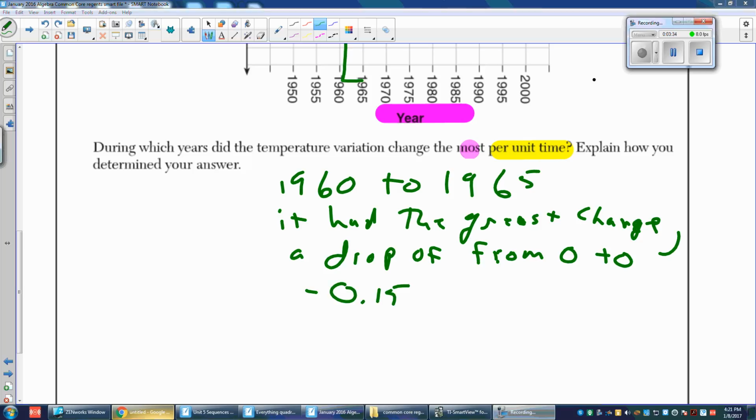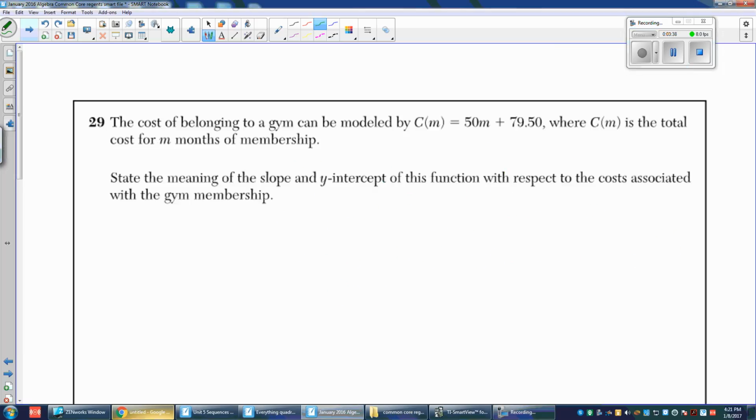Let's take a look at the next page. The cost of belonging to a gym can be modeled by this equation. The cost C of M equals 50M plus 79.50, where C of M is the total cost and M is the months of the membership. State the meaning of the slope and the y-intercept. Where is the slope? The slope is also known as the rate of change. There it is right there. That's the slope.